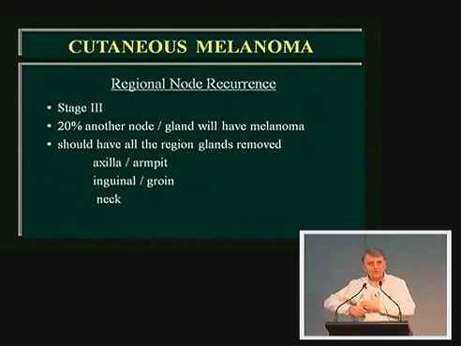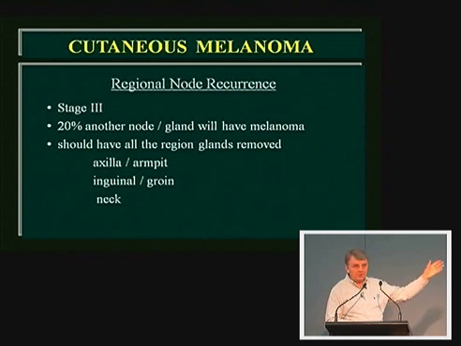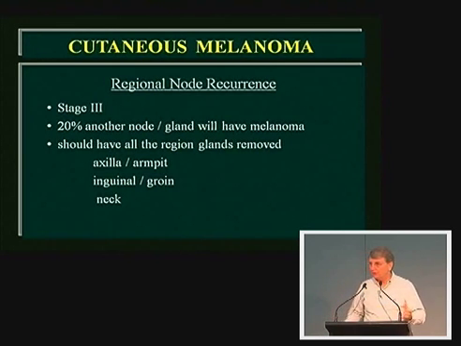If somebody presents with a lymph node, the treatment is to remove not just the gland, but all the glands in that region: groin, armpit, neck. The reason is that 20% of patients will have another gland, and it may be microscopic, and you can't predict which gland it is. So we take all the glands. So we need to do a complete removal of all the glands in the armpit, axilla, groin or inguinal area, or in the neck. That's the treatment.